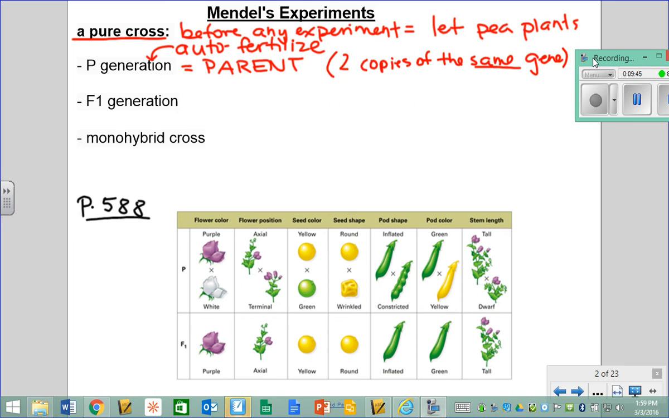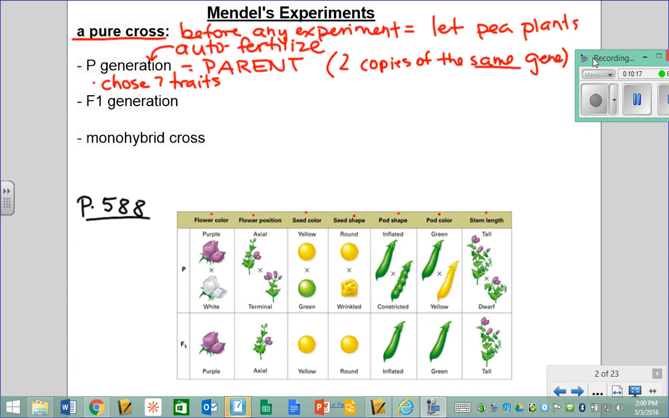Then he chose 7 traits. So the 7 traits that he chose were flower color, flower position, seed color, seed shape, pod color, and stem length. So he chose 7 traits that he could see 2 different versions of.